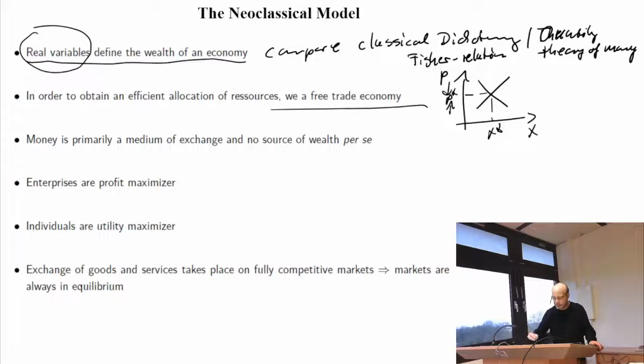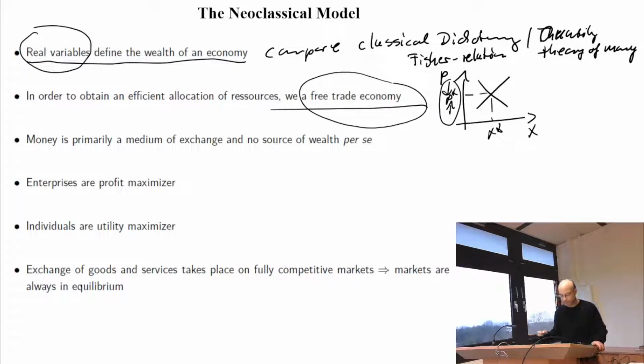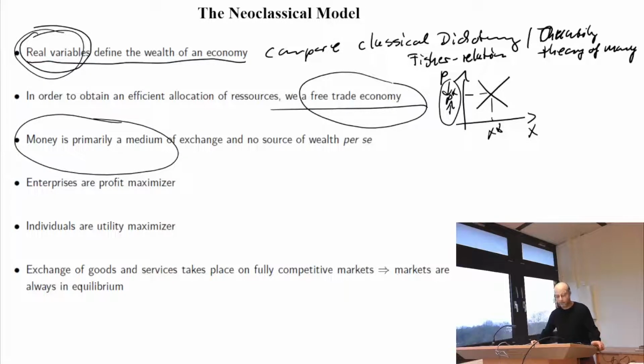So behind these assumptions of totally flexible prices, we need this free trade economy. And how should it work in the end? You have free people, people who can really decide. And this is connected with these first assumptions. Then money is primarily only a medium of exchange and no source of wealth.